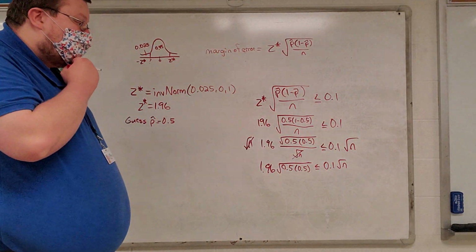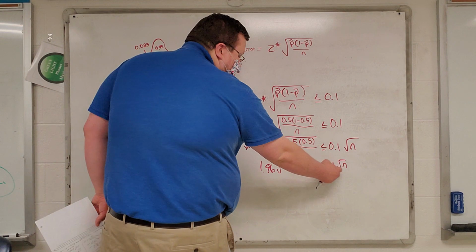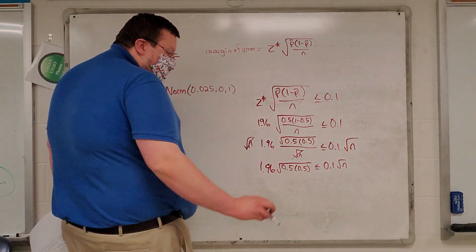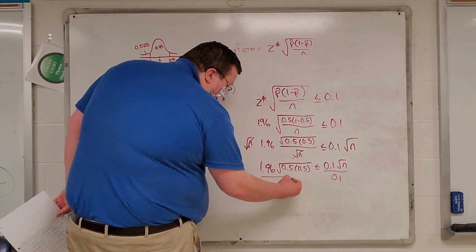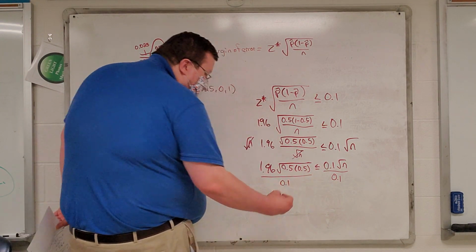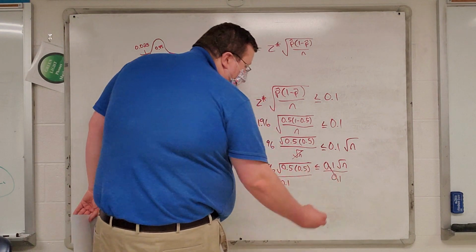Now we need to get the 0.1, we need to divide by that to get that over here, right? Because we want the n by itself eventually. So we're gonna divide by 0.1 on both sides.